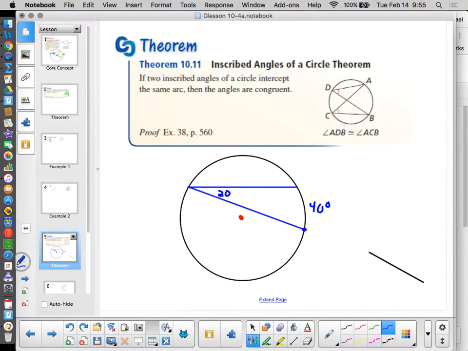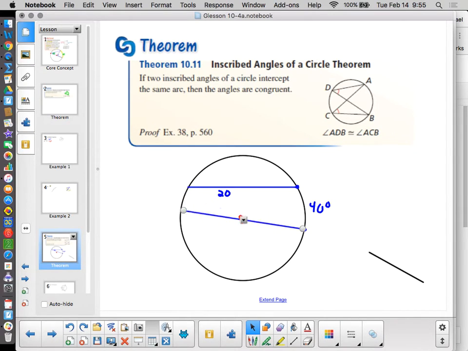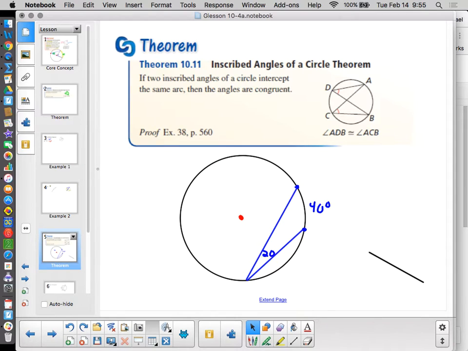I'm going to leave these two points fixed. Okay? It really doesn't matter where the vertex of this angle is, so long as it's on the circle. No matter where I put it on the circle, it still has to be 20 degrees, right? As long as it's not between. I guess what we can't do is put the angle there.